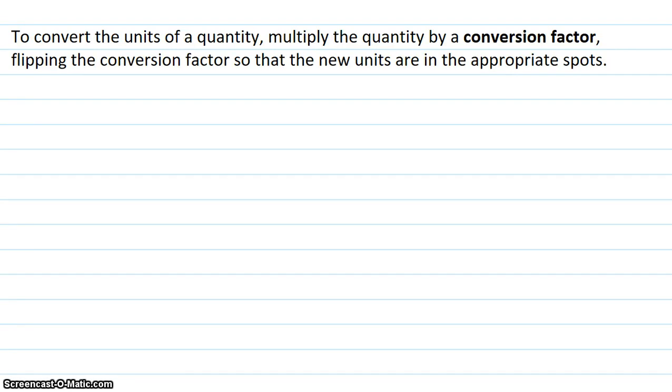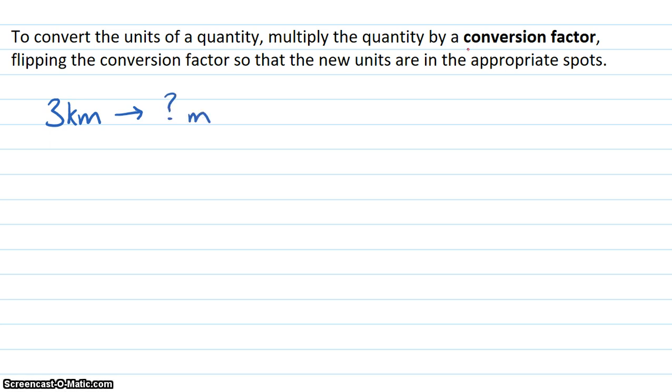To convert the units of a quantity, we're going to multiply the quantity by a conversion factor, flipping that conversion factor so that the new units are in the appropriate spots. So to see what I mean, let's work out an example. Let's say we want to take 3 kilometers and we want to convert that into a certain amount of meters.